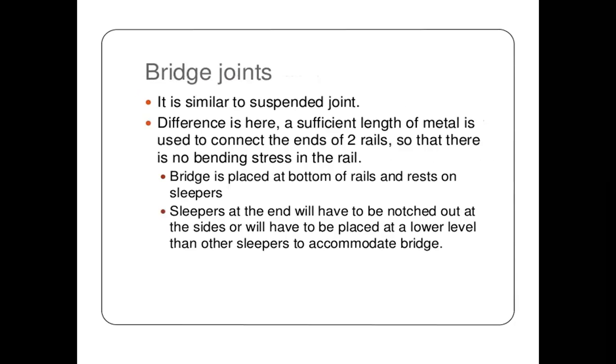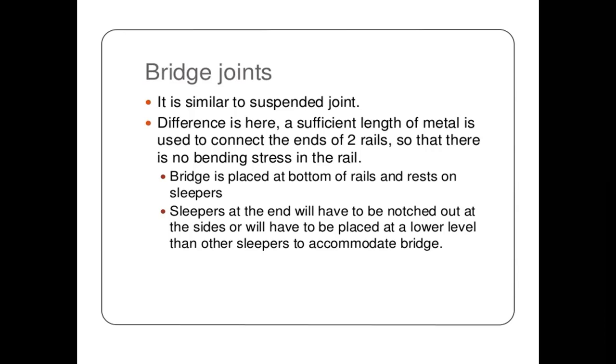Next one, the bridge joint. It is similar to the suspended joint. The difference is that a sufficient length of metal is used to connect the ends of two rails so that there is no bending stress in the rail. If the bridge is placed at the bottom of the rails and rests on sleepers, the sleepers at the end will have to be notched out at the sides or placed at lower levels than the other sleepers to accommodate this bridge joint.